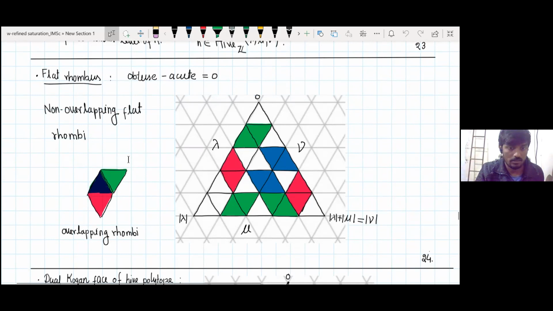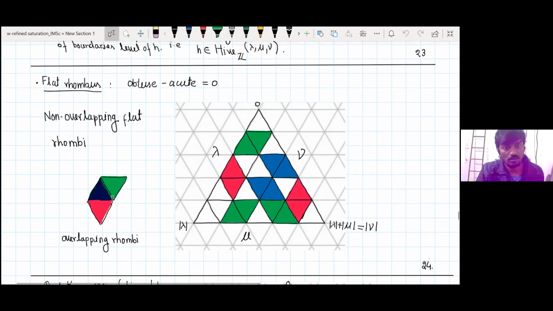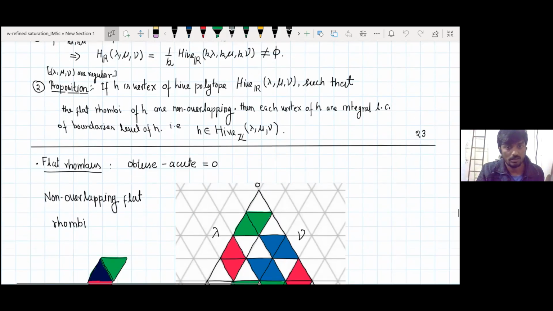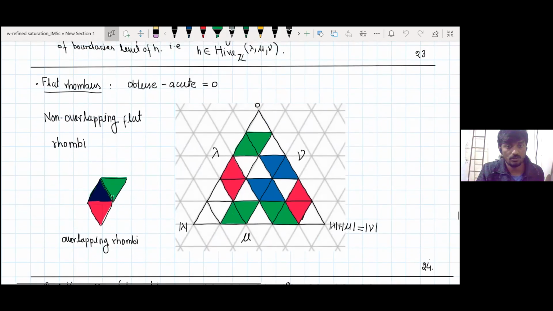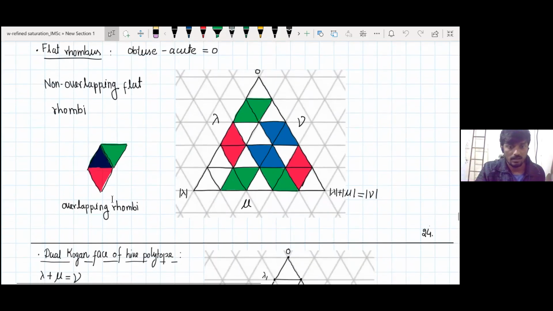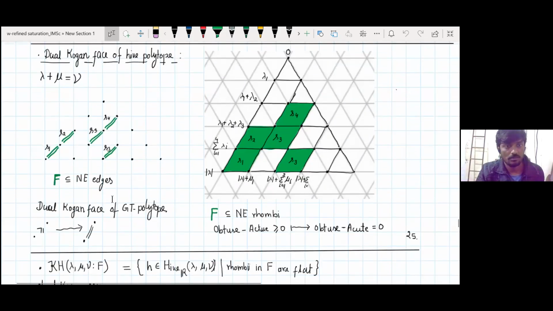Overlapping means, in the left side picture, the upper part of the red is merged with the left part of this green. So that is overlapping, and this type of situation should not occur. Okay, so that is called the non-overlapping flat rhombi. They use this thing, and we also use the same technique for our purpose.